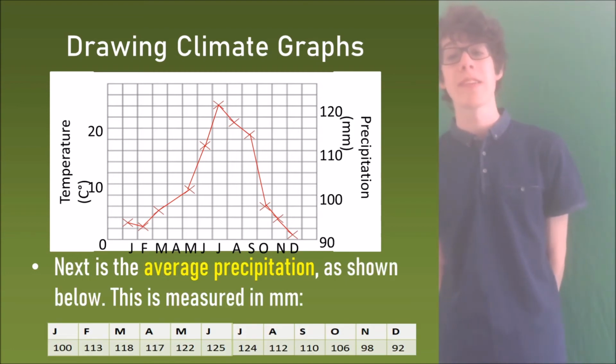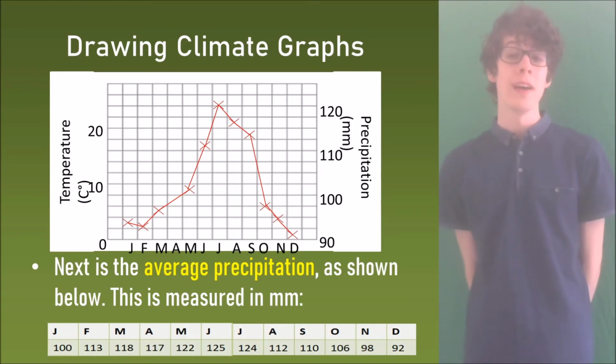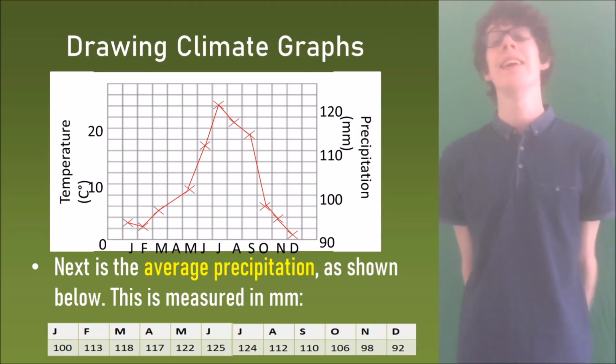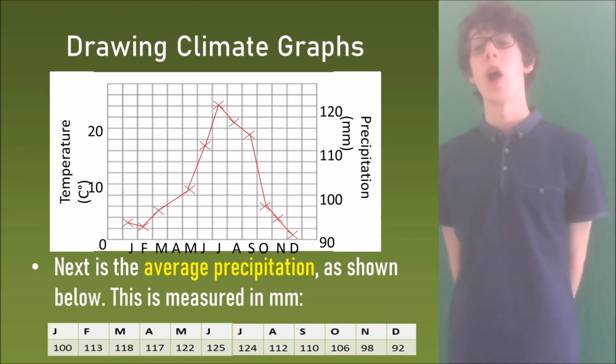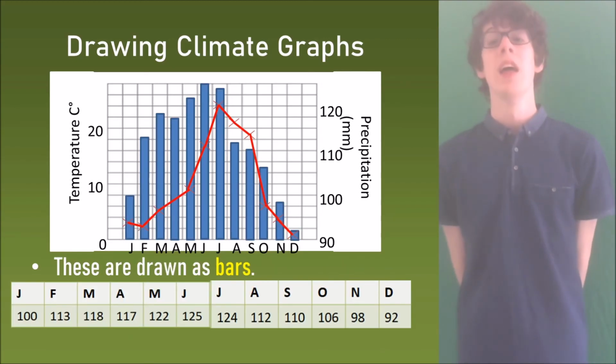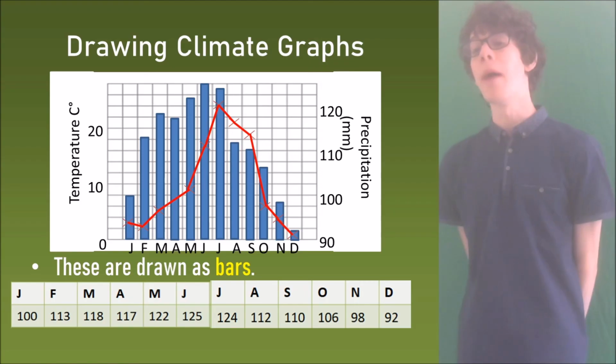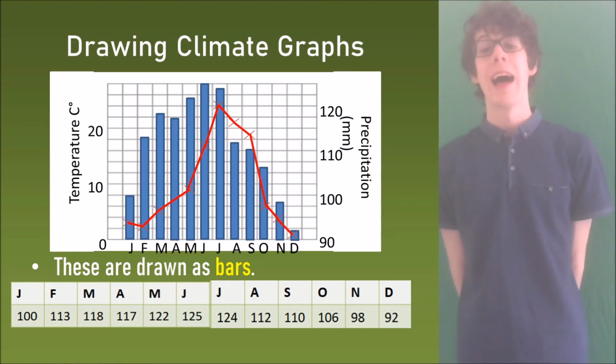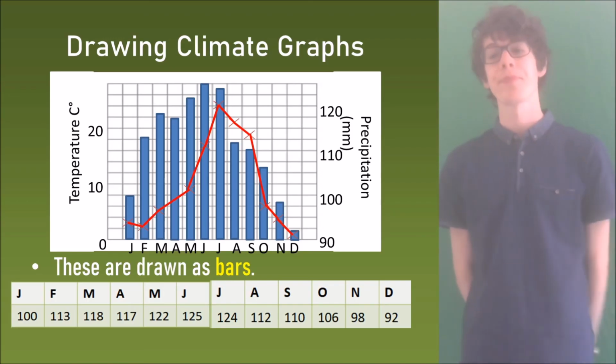Next is the average precipitation, as shown below. Now this is measured in millimetres, and you need to draw the axis again, which on this is shown on the right. These are drawn as bars, so for precipitation, remember, it's bars, and that's shown here.